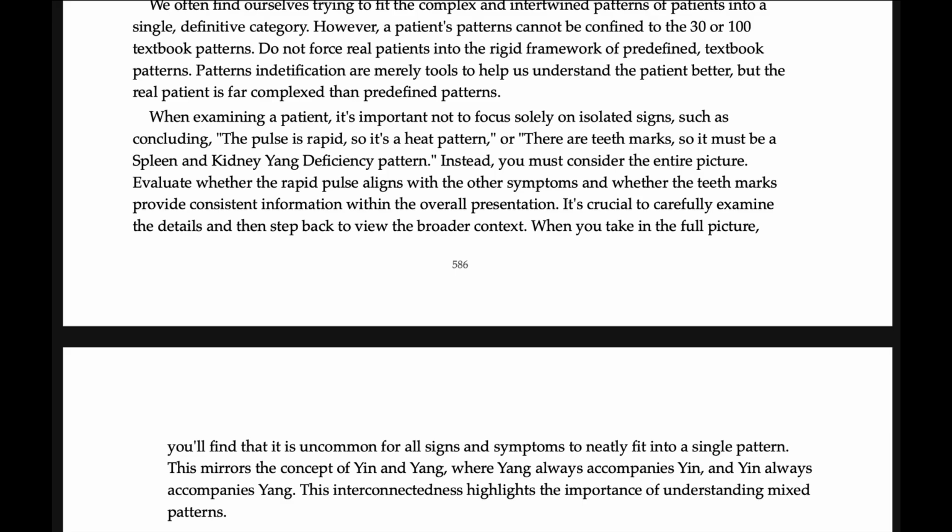When you take in the full picture, you'll find that it is uncommon for all signs and symptoms to neatly fit into a single pattern. This mirrors the concept of yin and yang, where yang always accompanies yin and yin always accompanies yang. This interconnectedness highlights the importance of understanding mixed patterns.